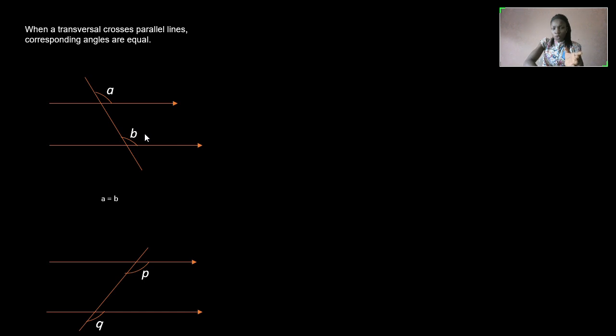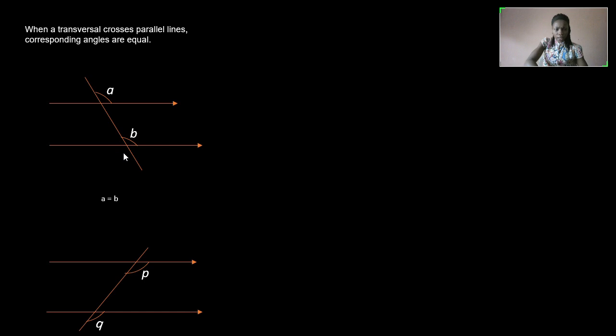That is what we mean by corresponding. They are corresponding, so since they are corresponding, the angles are equal. Angle A and angle B are equal. Even if we have another angle here, let's say angle C here and angle D here, they are also equal because they are corresponding. Likewise under here and also under here.